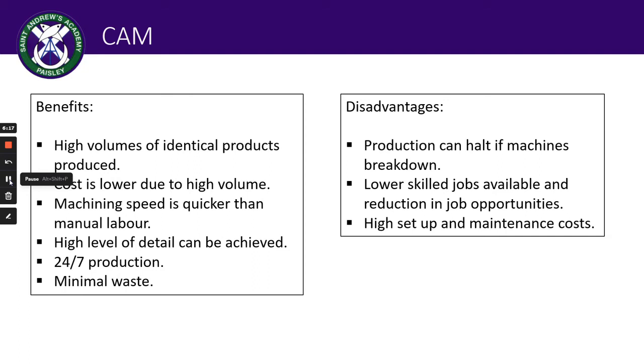Disadvantages of using CAM are that when the machines break down, you're at a loss, you're losing money, and until you get them back up and running, there's not much you can do. The impact of jobs that we talked about when we thought about society, and the high setup and maintenance costs. So to move to this type of manufacture, the business involved has to be really confident in their consumer demand and know that that level is going to be maintained, that level of demand for their product.